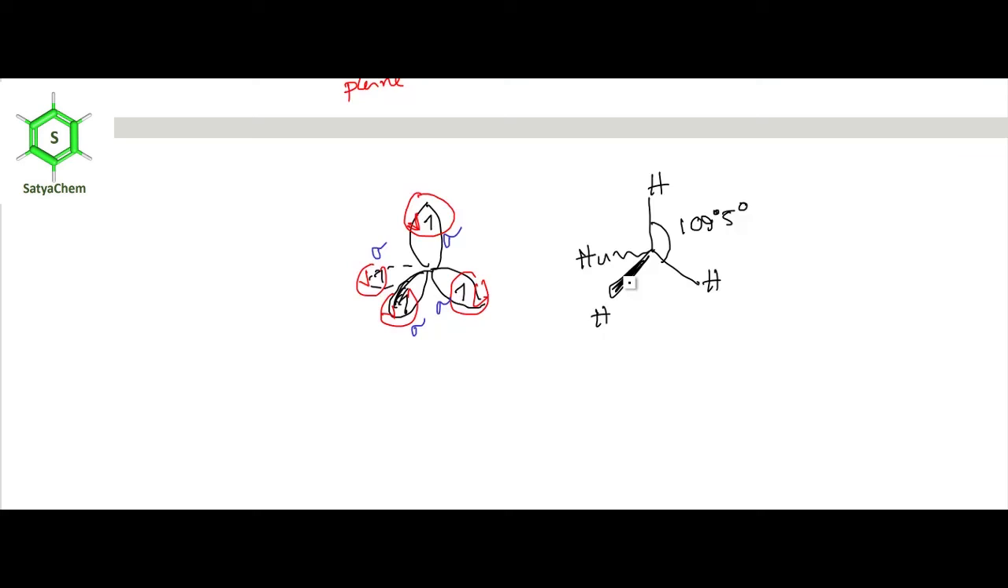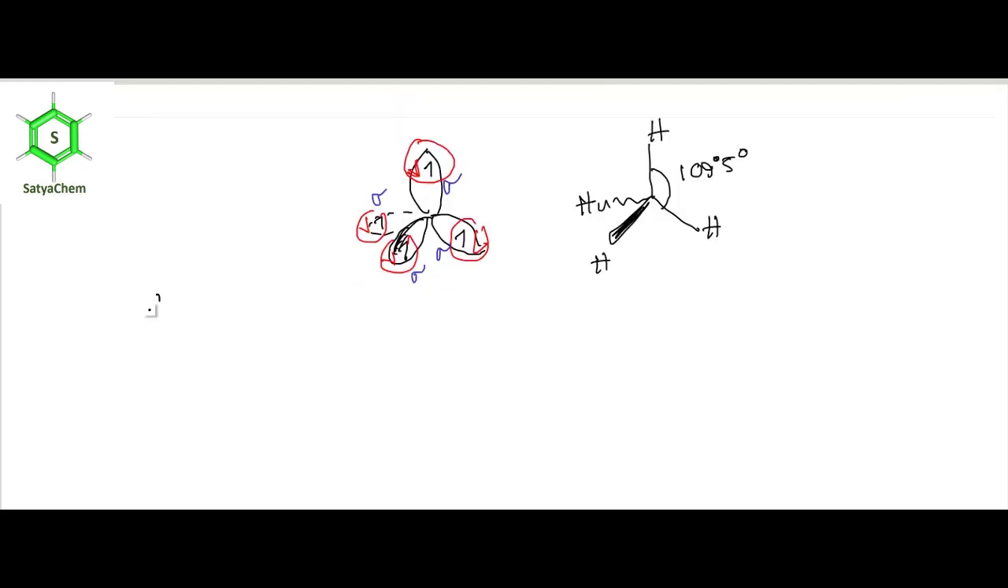As one 2s and three 2p orbitals get hybridized to form 4 sp3 hybridized orbitals, the percentage of s character is 25% and the percentage of p character is 75%. While this is particularly for methane, because it doesn't work for monochloromethane.